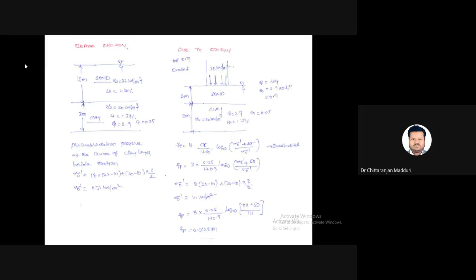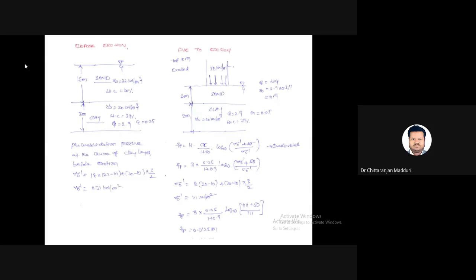The pre-consolidation pressure at the center of the clay layer before erosion is given by, first, the top 18 meters, which is submerged soil. Effective stress equals gamma dash into Z, so 18 into gamma sat minus gamma W, 22 minus 10, plus the second layer, the clay layer. We need to consider up to half of the clay layer, so 3 meters by 2, 1.5 meters into gamma dash, 20 minus 10. So the pre-consolidation pressure equals 231 kN per meter square.